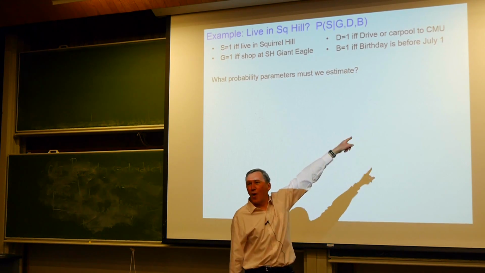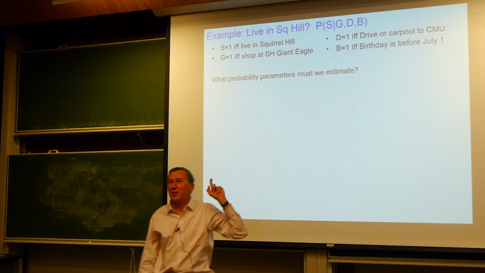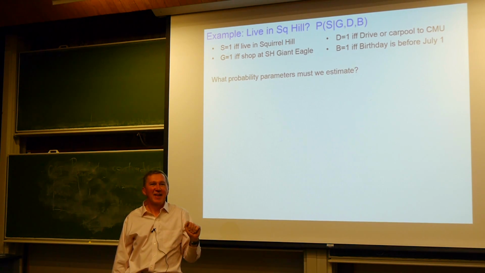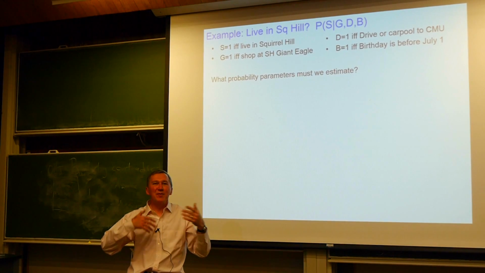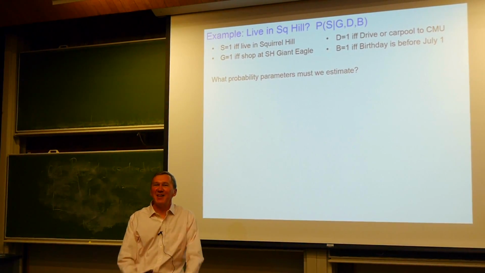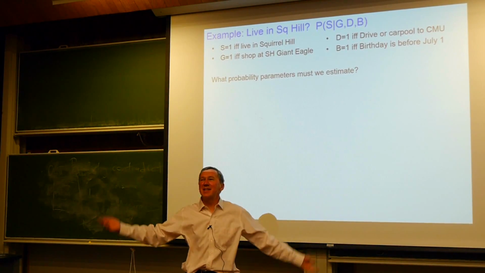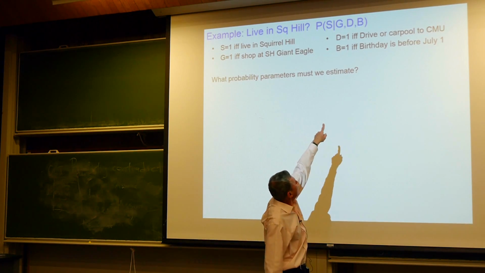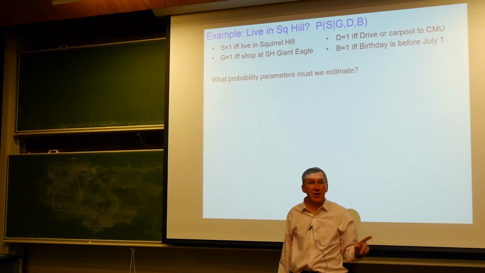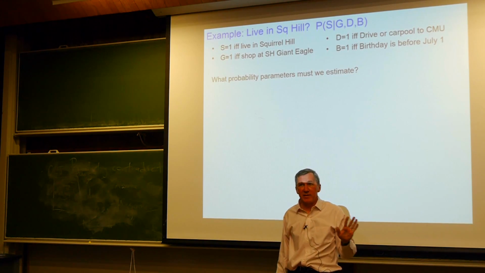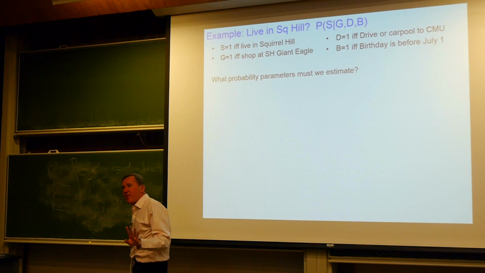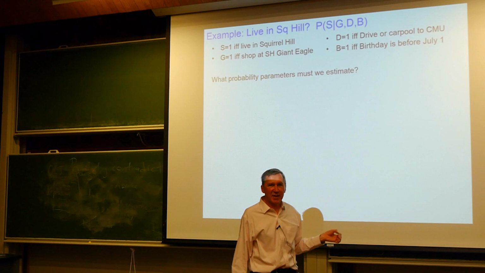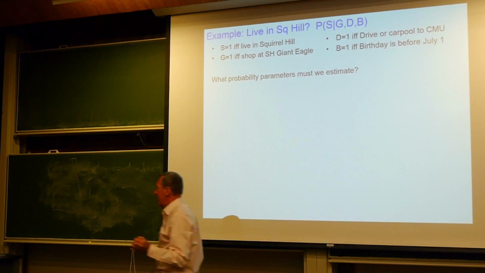D is 1 if and only if you drive to CMU or carpool to CMU. And there, let's say, if you've done it at least 10 times since September. B is 1 if your birthday is before July 1st and 0 otherwise. Okay, so those are 3 features from which we're going to train a classifier to predict whether you live in Squirrel Hill.